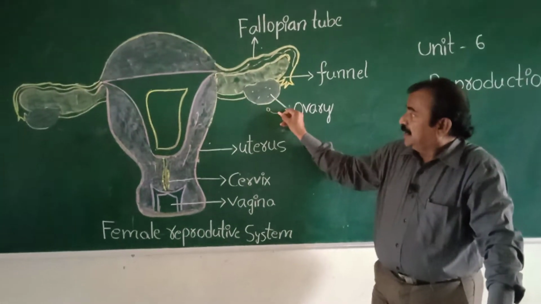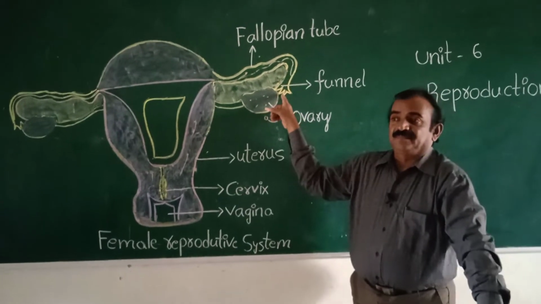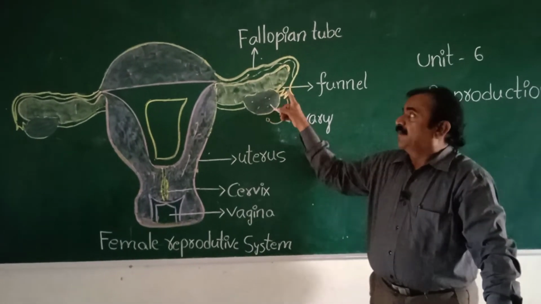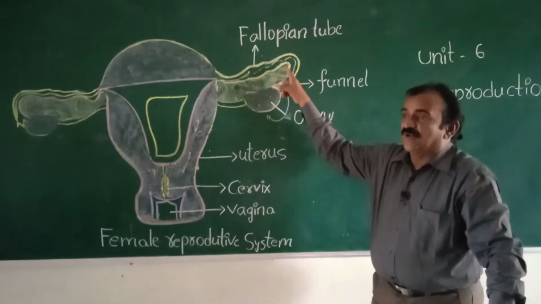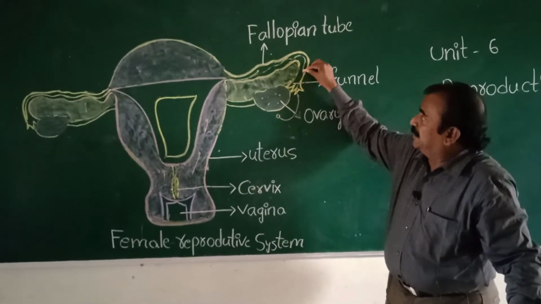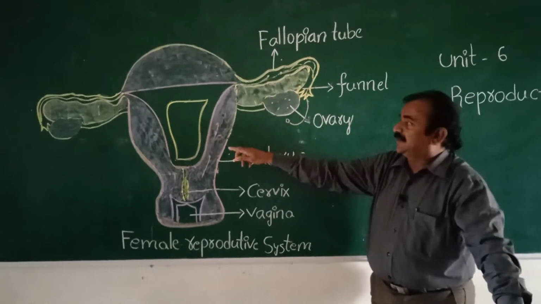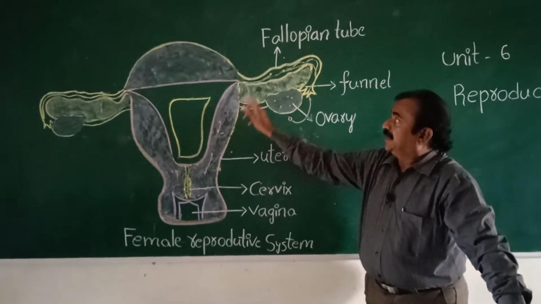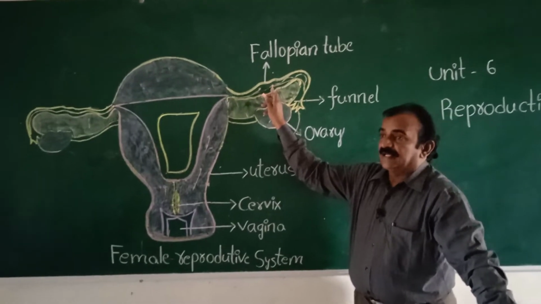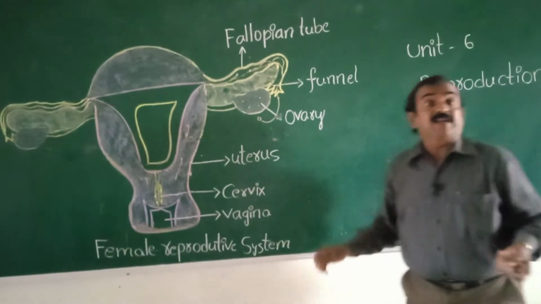And this ovum is collected by means of the funnel. This is the funnel of the ovarian follicle. This funnel collects the ovum, and finally the ovum enters here and stays here. So when there is sperm and when there is an egg, what will take place? Fertilization takes place.